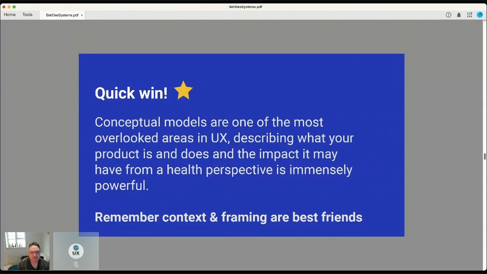So a quick win: conceptual models. Conceptual models are often underutilized or overlooked in user experience. So describing what your product does behaviorally, both from a product and a person perspective, does and will have an impact from a health delivery perspective. It's an immensely powerful tool. And just to reiterate the point that context and framing are really good friends.